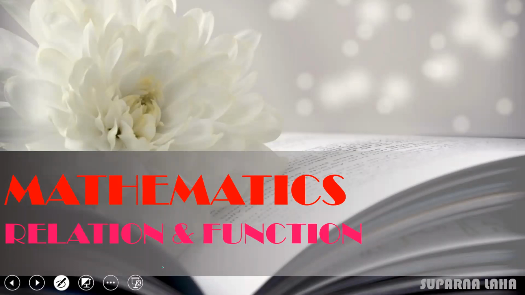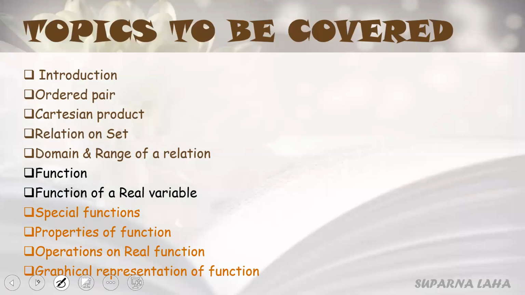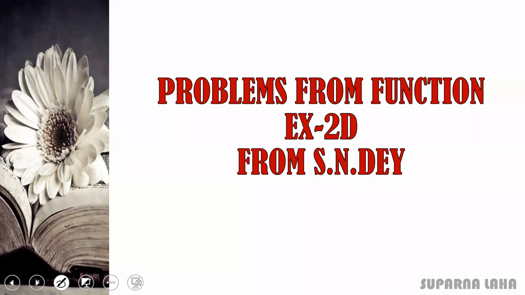We're discussing this chapter, relation and function, and we already completed up to functions and real valued function. So let's solve some problems from function, that is how to define the function and then how to find the functional value at a certain point. So I've chosen some questions from this exercise 2D from S&A.